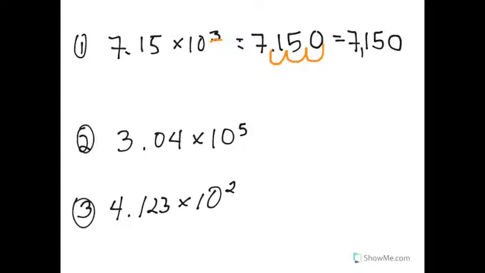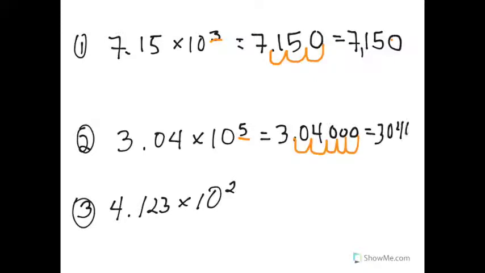I'll do that again down here on number 2. So 3.04 times 10 to the fifth power, the 5 tells us how many times we move the decimal point. So we'll write 3.04, and we move the decimal point 1, 2, 3, 4, 5 times. As you can see, we now have 3 empty cups. We'll fill those empty cups up with 0. So in standard form, 3.04 times 10 to the fifth power will be 304,000.